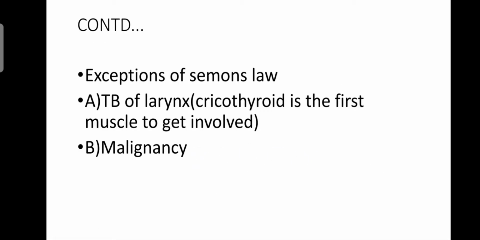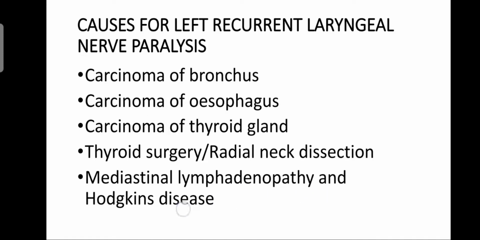Exceptions of Semon's law. Exceptions are seen in tuberculosis of larynx, where cricothyroid is the first muscle to get involved, and the second one is malignancy. Causes for left recurrent laryngeal nerve paralysis: carcinoma of bronchus, carcinoma of esophagus, and carcinoma of thyroid gland, thyroid surgery or radical neck dissection, and mediastinal lymphadenopathy and Hodgkin's disease.